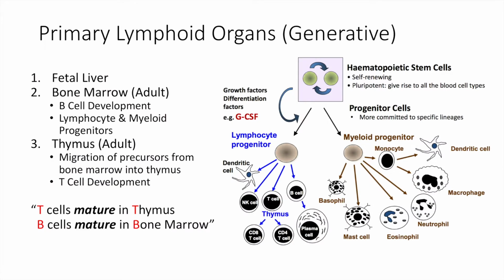So in the primary lymphoid organs, there are three main organs that you need to know: the fetal liver, bone marrow, and thymus. The fetal liver is only active in hematopoiesis, in the generation of lymphocytes during the fetal stage, which means when you're a fetus. Bone marrow is active in maturing B lymphocytes. The thymus is active in maturing T lymphocytes. You do note that actually for T cells they derive from hematopoietic stem cells in the bone marrow, and then these precursors migrate into the thymus for further development.